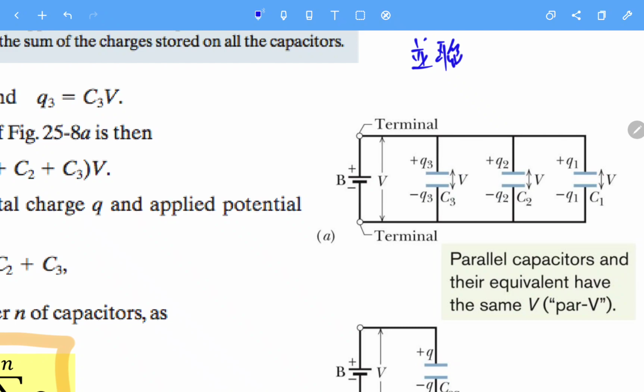Parallel means 并联. In that case, the bottom plate connects with the bottom plate, the top plate connects with the top plate, and the bottom plate connects with the bottom plate. So they are called parallel capacitance.